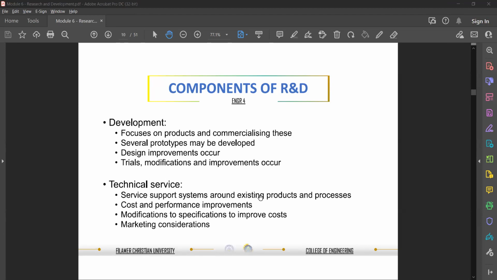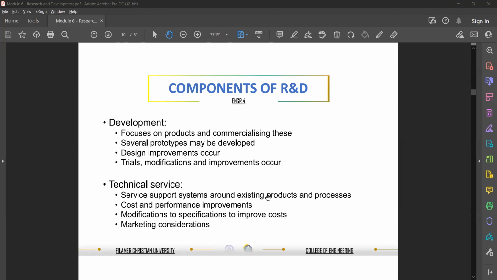So next, we have the development. And so after you research, after you applied, then here comes the development. So this focuses on products and commercializing these several prototypes that may be developed. So meron tayong mga prototypes na, di ba? Kung sa inyo nga research, let's say sa inyong thesis, no, mag 4th year pala, ayan, so you have your research. So meron kayong prototyping before nyo siya pwede ma-market or ma-commercialize.